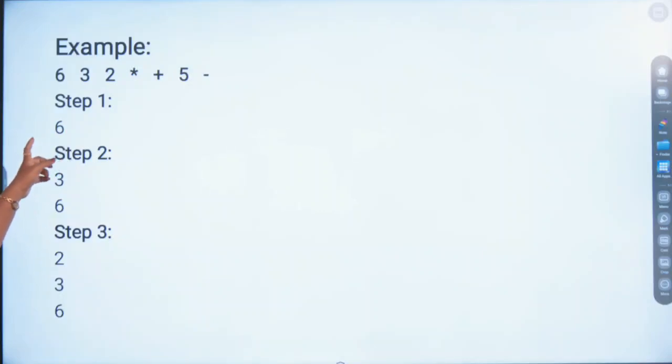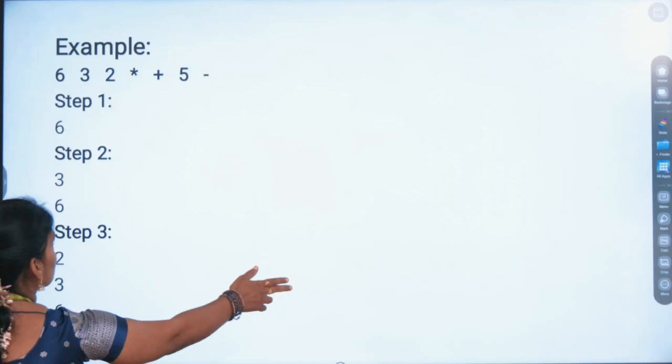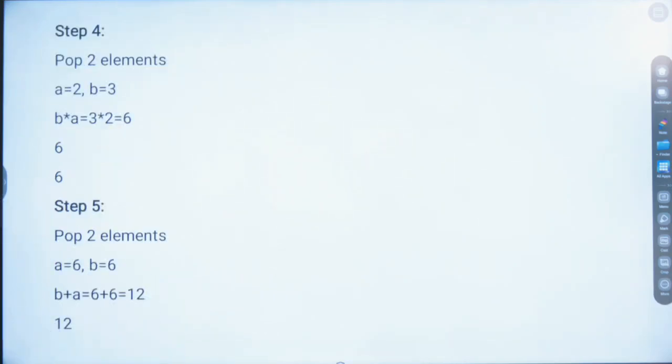Again, go to the next symbol. The next symbol is also an operand, push it onto the stack. The next one is again an operand, push it onto the stack. Next we have an operator. Once we have an operator, we have to pop out the top 2 elements and perform the operation based on the operator.